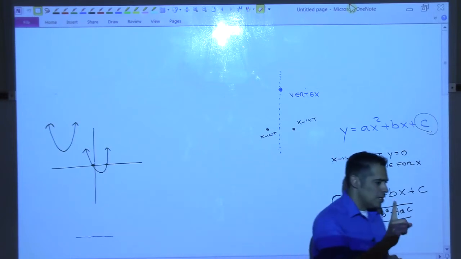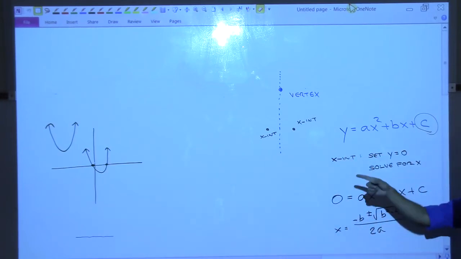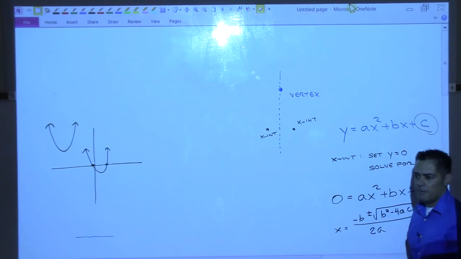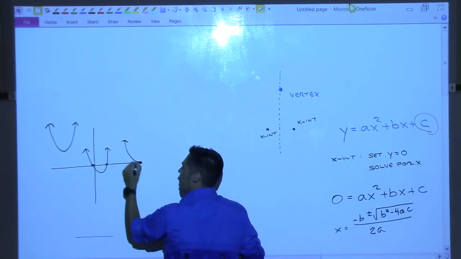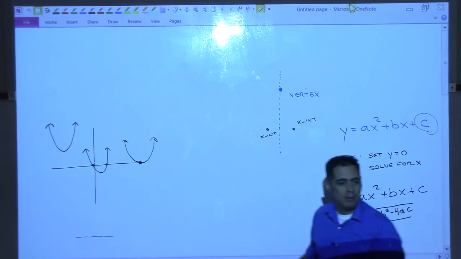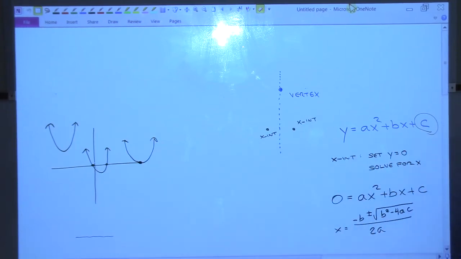Is it possible to have only one? How? What would the parabola have to look like? Just touching. So that means just the vertex touches, right? That could happen, where you have just one x-intercept. Now, I'll tell you when that's going to happen here: if this under here turns out to be a 0.